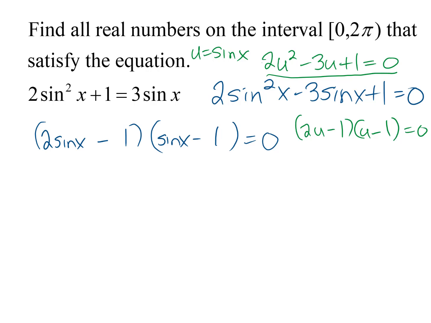But bottom line, once you get it factored, then you do what you would do with most quadratic equations, which is you'd set each factor equal to 0 and solve it. So we'd start with this one, 2 sine x minus 1 equals 0. Getting the sine x by itself, we'd have sine x equals 1/2.